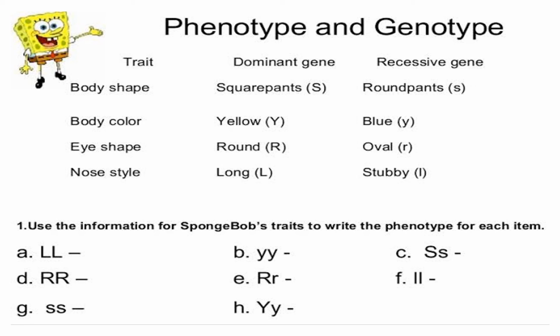Under recessive genes, we have the round pants, with the small letter s. For blue, we have the small letter y, oval, small letter r, and stubby, small letter l. The questions are the following: use the information for SpongeBob's traits to write the phenotype for each item. What is being asked here is the phenotype, or the appearance. For the dominant trait, the double letter L, what is the phenotype or the appearance it represents?